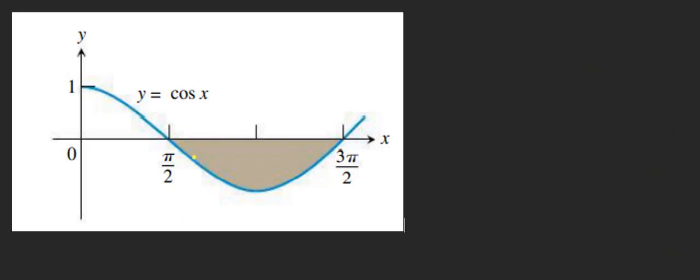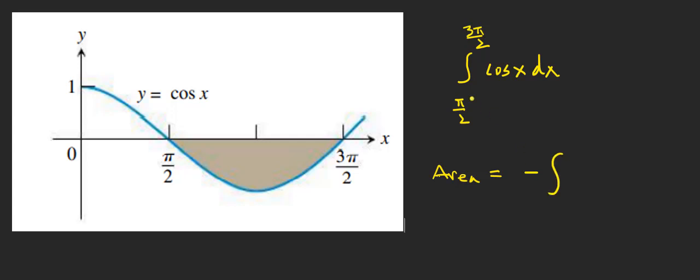So when you want to find the area of this region, when you take the integral of cosine x from pi over 2 to 3 pi over 2, what you're going to get is a negative value because this function is below the x-axis. Even though the integration is negative, if you want to find the area, which can never be negative, the area of this region will be the negative of this integral.